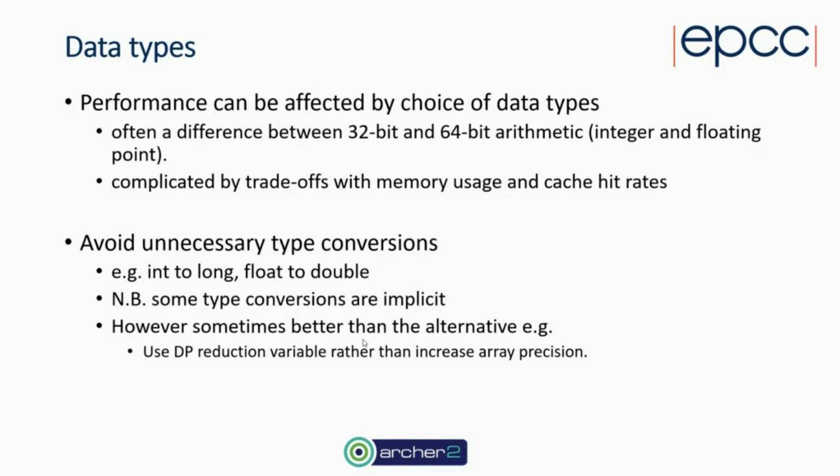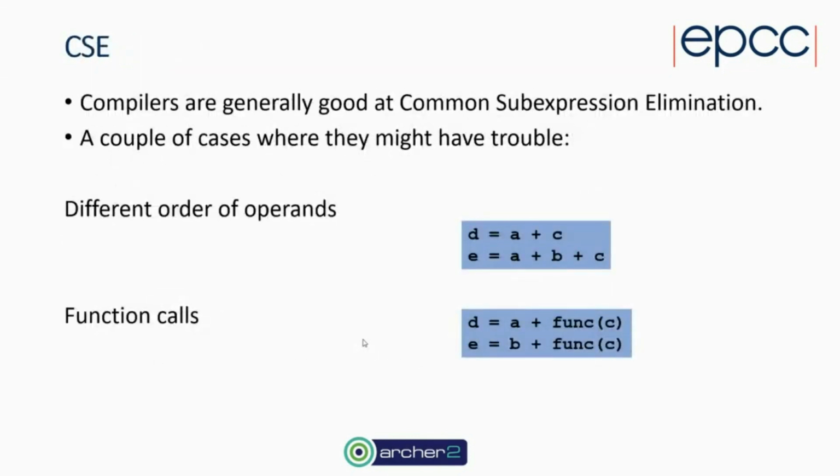As a general rule, avoid unnecessary type conversions, so ints to longs or floats to doubles, because that's going to cost you some time both in the processing pipeline and just as instructions to do. But you can get away with reducing variables down to smaller sizes, from 64-bit to 32-bit, double precision to single precision more efficiently.